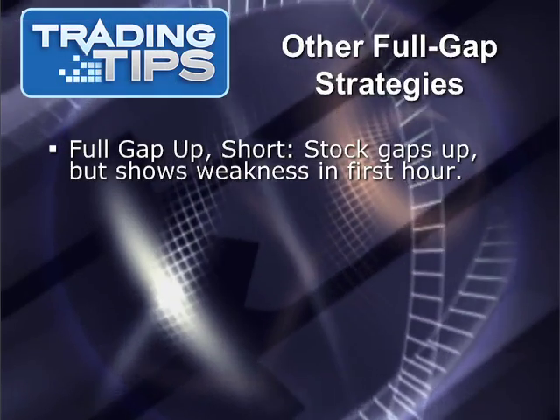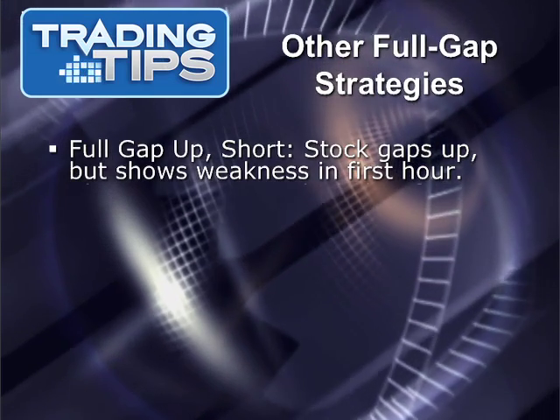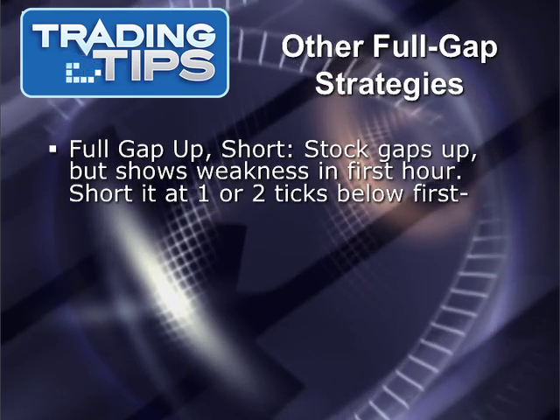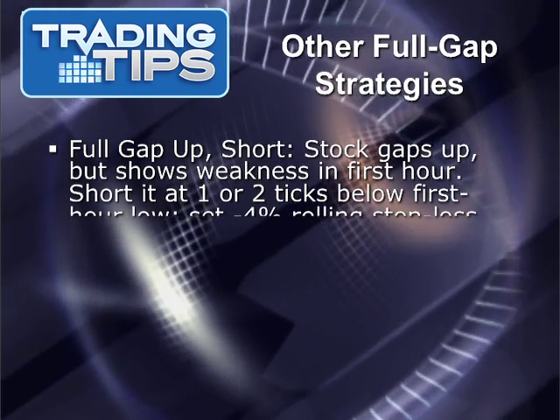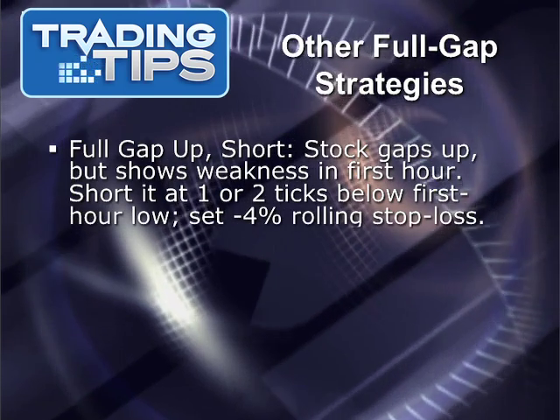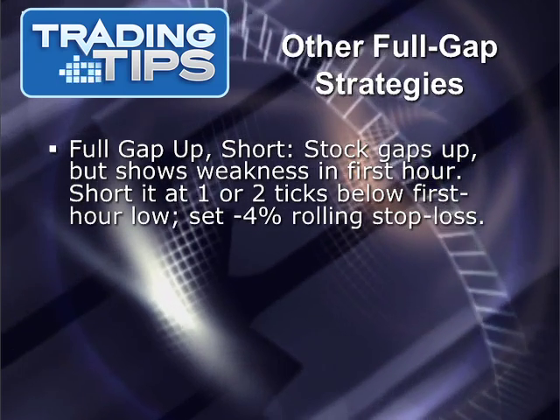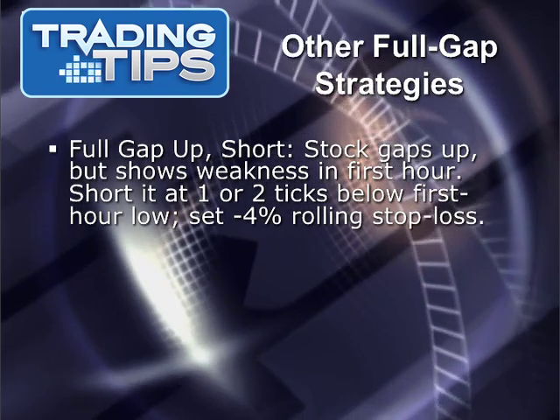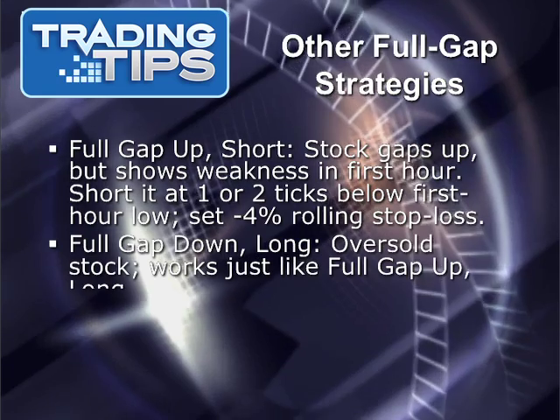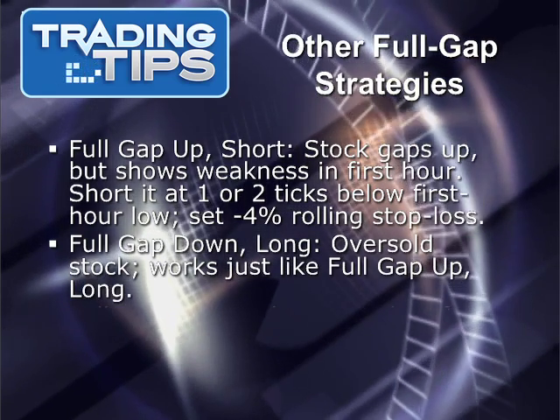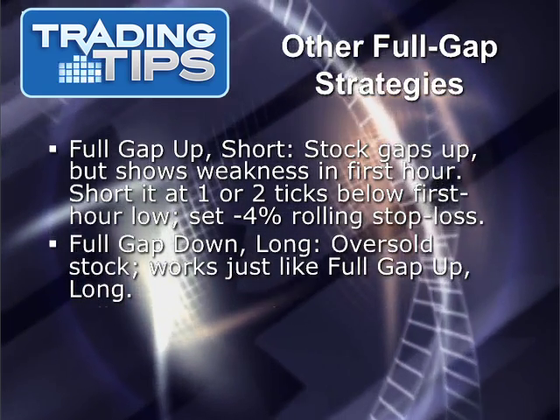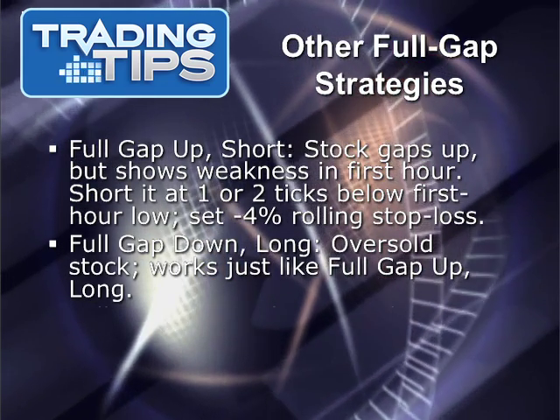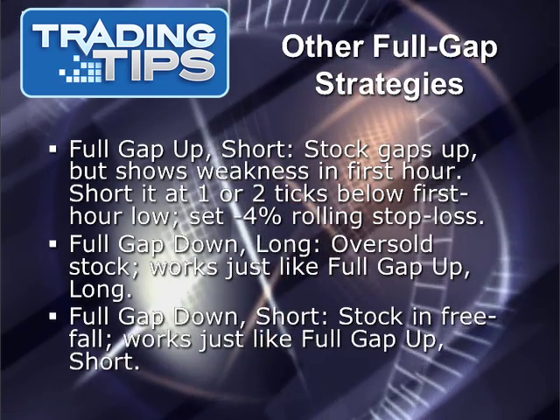If the stock gaps up, but shows weakness in the first hour, then a short sale may be the best action. Here you'd set your entry price at 1 or 2 ticks below the first hour's low and then use a 4% rolling stop loss. A full gap down long strategy is best for stocks that gap down but show strength in the first hour, and should work just as full gap ups. A full gap down short strategy works just as a full gap up short strategy with a 4% rolling stop loss, but seeks to capitalize on stocks that gap down and are headed even lower in the first hour.